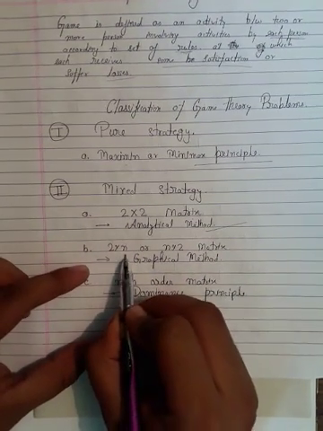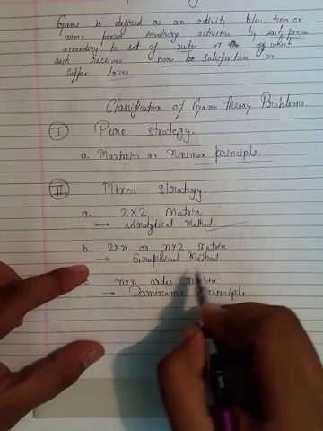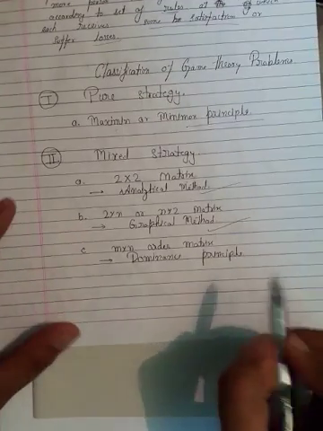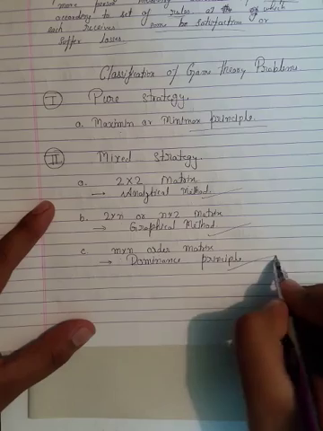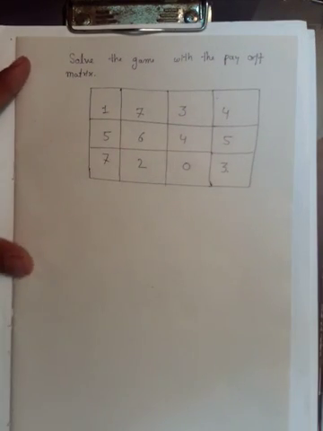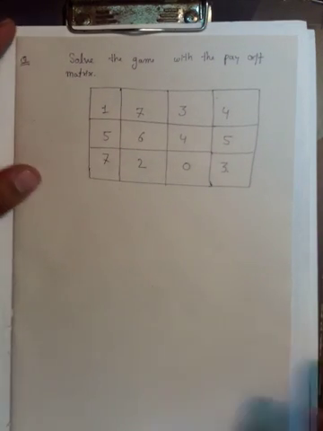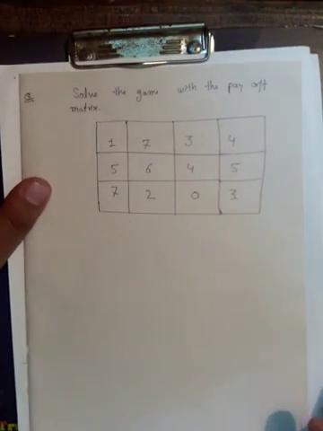Second is your 2 into n or n into 2 matrix. This you have to solve by the graphical method. Third is your m into n order matrix. This you need to solve by the dominance principle. Now we will move to the problems. First, a problem in the pure strategy.